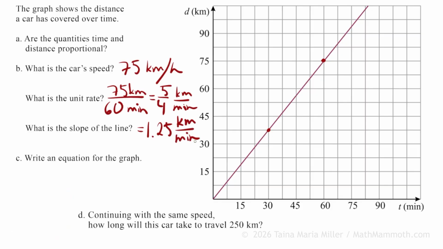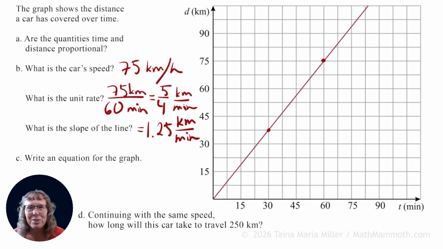What is the slope of the line? Slope has to do with the steepness of the line, and it is the same concept as the rate of change, which you have already learned about. And with the rate of change, we looked at how much the distance changed over time. And we get the same amounts, 75 kilometers in 60 minutes. The slope is the same, this 1.25 kilometers per minute. The unit rate and slope are the same.